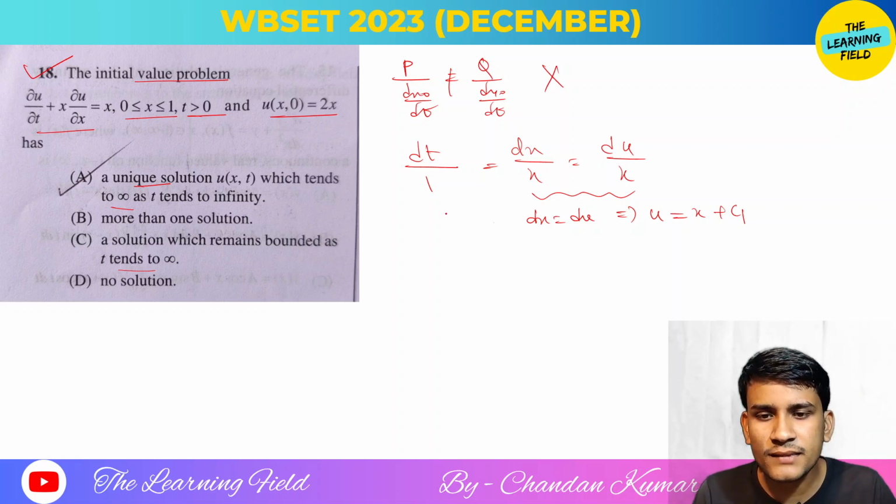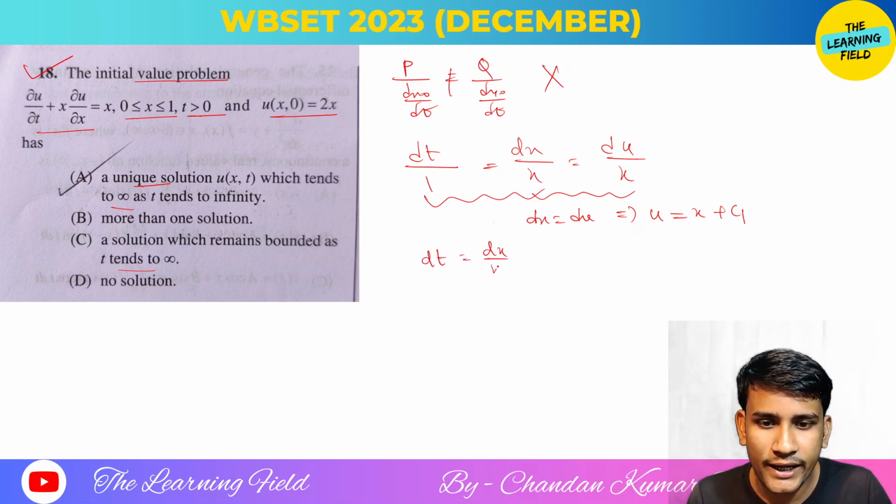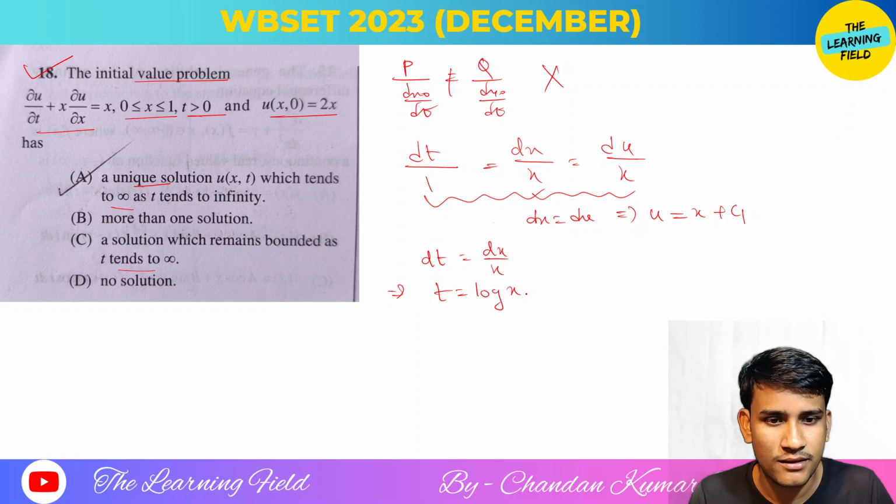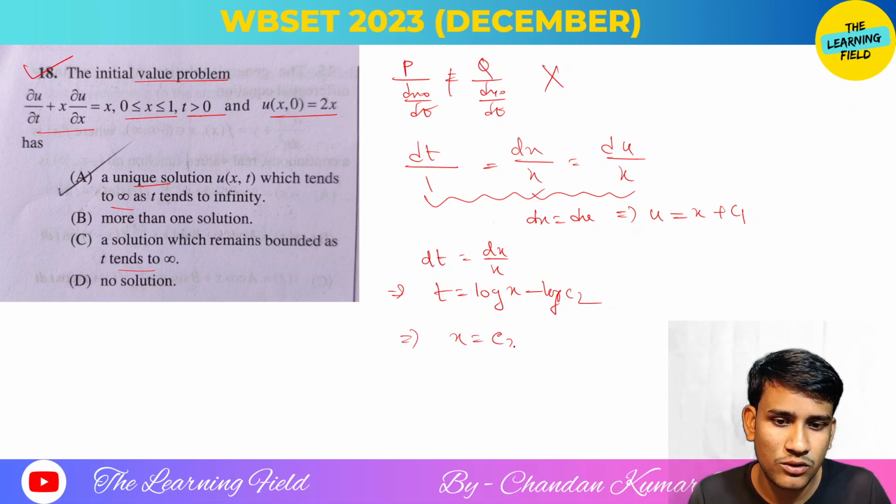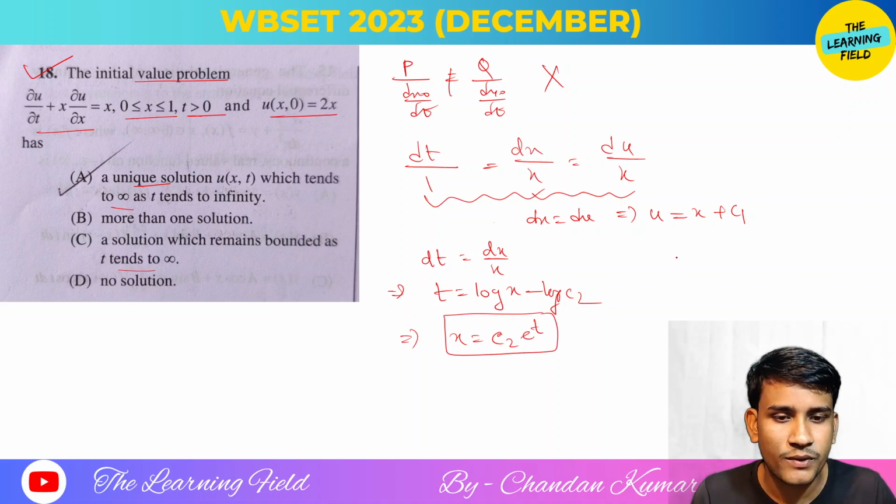Now next, if we take these two ratios, then dt equals dx by x. If we integrate, we can write t equals log x plus c2. If we take log c2 on the other side, then we can write x equals c2 e to the power t. So from here next we can write c2 equals x e to the power minus t.